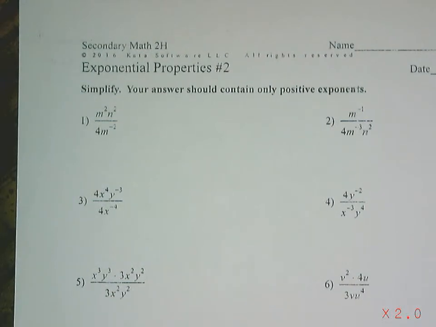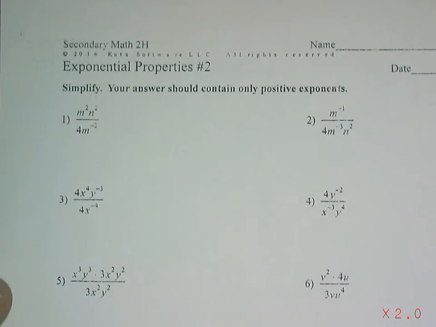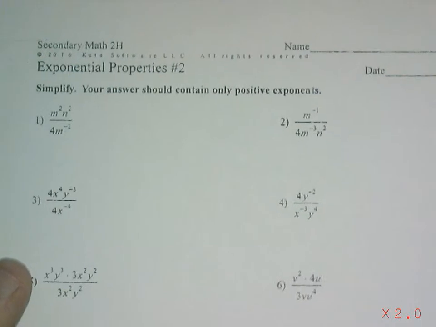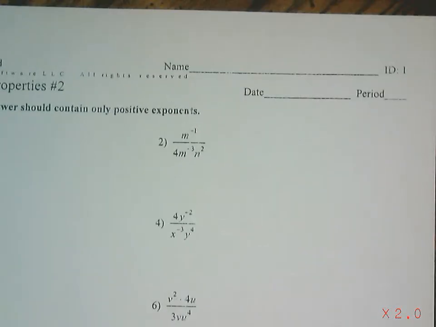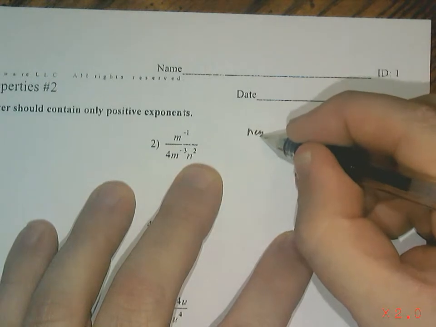Okay, so this video is to go over the exponential properties. This is going to be a review from what you guys did last year. I know you've got variables in here, but the properties are still the same. They're going to work the same way. So first things first, let's go over the 5 properties. First one is negative exponents.